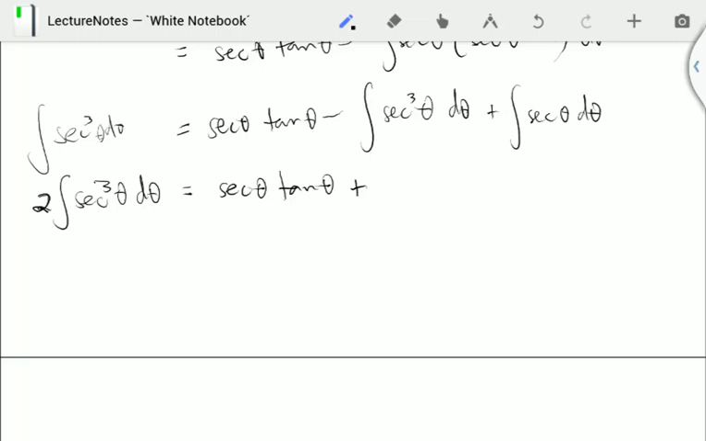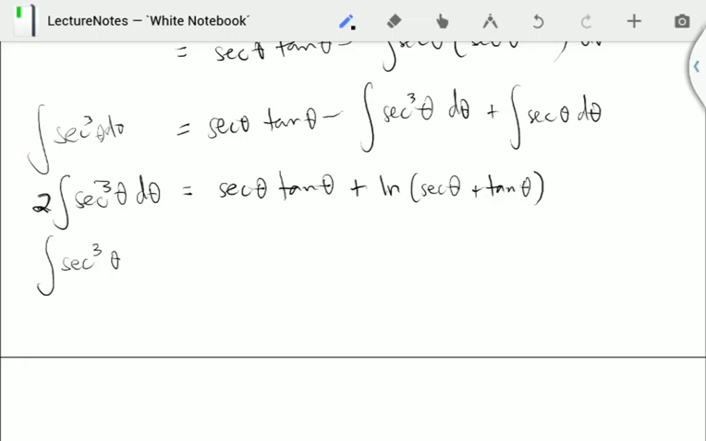But of course, we know that, we evaluated that, and we said that that was the ln of sec theta plus tan theta, right? And are we done? Of course, we're not yet done, because on the left hand side, it's not yet the integral of sec cube. So what you do is you divide all sides by 2.